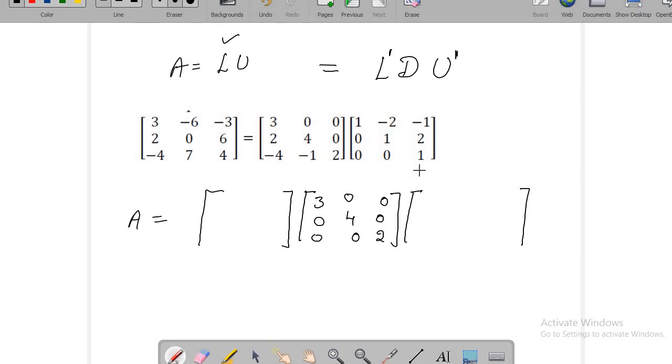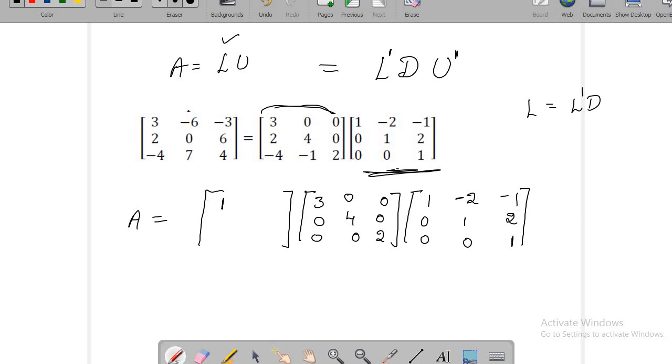See, you do one thing. You don't do any changes for U. U, let us write it as it is. -1, -2, -1, and 0, 1, 2, and 0, 0, 1. Let us write it as it is. Now, let us try to express this L like this. L equal to L prime into D. This is how. So now when you multiply these two, I should get L. That's the aim.